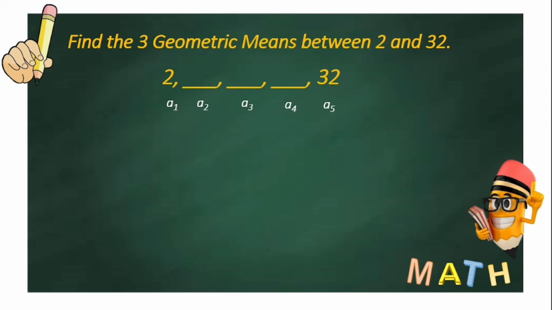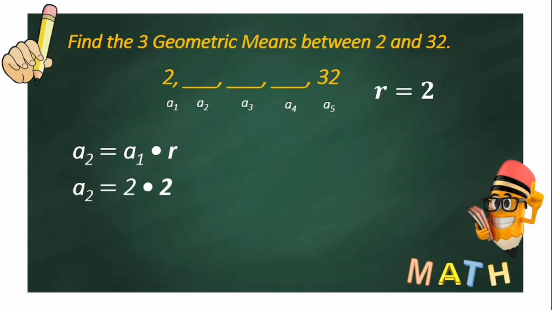Upon identifying the common ratio of 2, we can now easily identify the value of a sub 2, a sub 3, and a sub 4. Now, how are we going to identify the value of a sub 2? It is actually easy for us to find because we have already identified the common ratio. We only have to multiply the previous term to our common ratio. That is a sub 1 times r. So we can write the equation as a sub 2 is equal to 2 times 2. Now, a sub 2 is equal to 4.